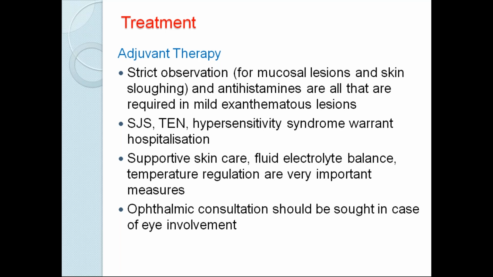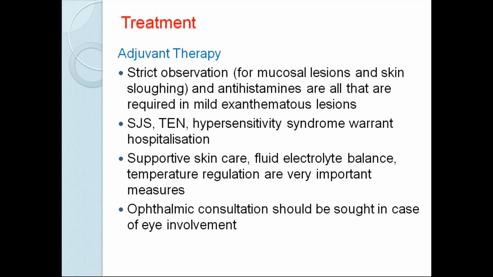Now coming to the adjuvant therapy. Strict observation for mucosal and skin sloughing and antihistamines are all that are required in mild cases like exanthematous rash. These are enough. And in SJS-TEN and hypersensitivity syndrome, these three conditions, we compulsorily have to get the patient hospitalized. Supportive skin care, fluid electrolyte balance correction, and temperature regulation are all very important, because when there is skin effacement over a large part of the body, the patient's thermoregulation gets interrupted. So it's always very important to maintain the body temperature of the patient.